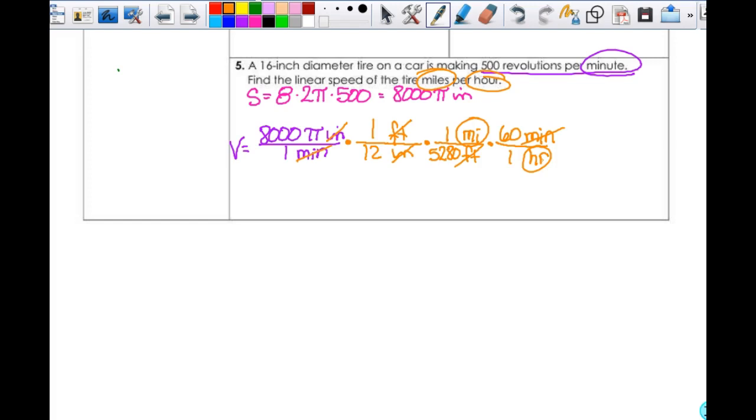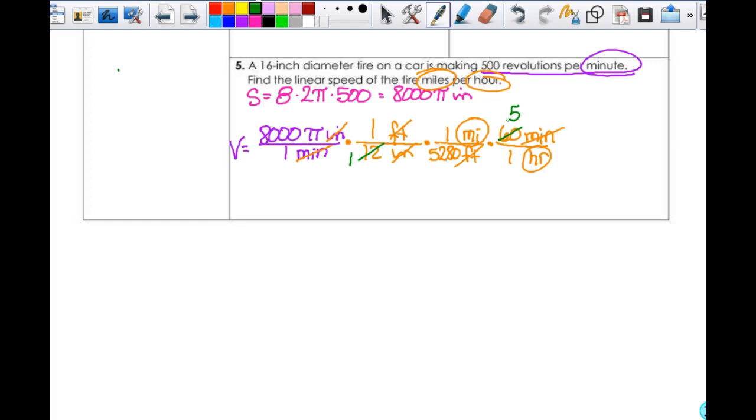I'm going to simplify in an organized fashion so it makes it a little bit easier on my brain. Now I can start just canceling the 8,000 with the 12, but if you look at everything that you have, does 12 divide into 60 evenly? Yes. It does. How many times does 12 go into 60? 5. So I can knock that 12 completely out and make that 60 into 5.